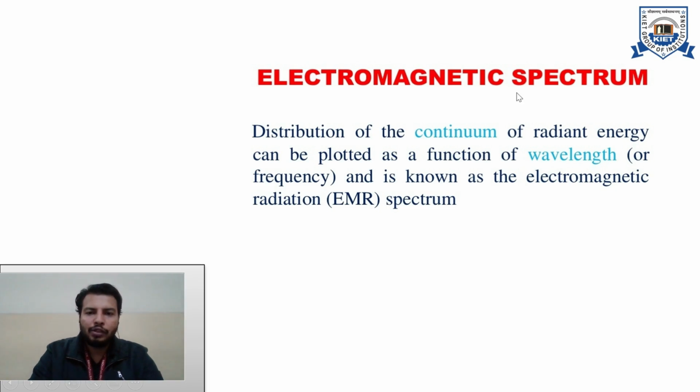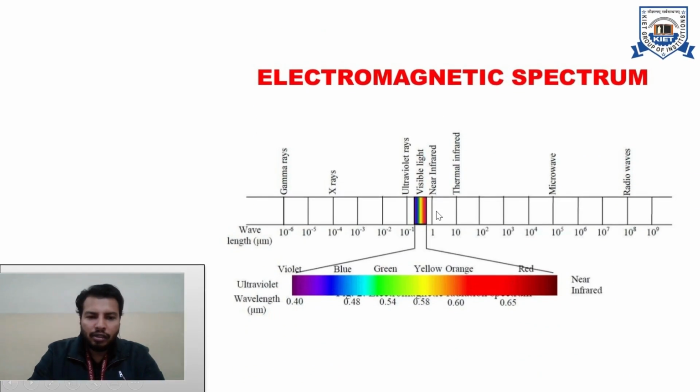So what is the electromagnetic spectrum? It is basically a distribution of a continuum of radiant energy. Continuum means a collection, or a sum total, of energy being distributed, which can be in the form of energy packets, but that is not part of our discussion. We are more concerned with the electromagnetic spectrum. Radiant energy is radiated electromagnetic radiation, which is plotted as a function of wavelength, and this is known as the electromagnetic radiation spectrum. So we are talking about the electromagnetic spectrum.